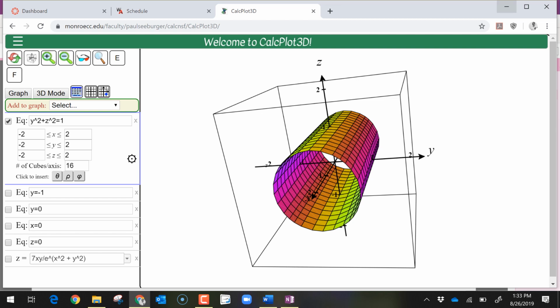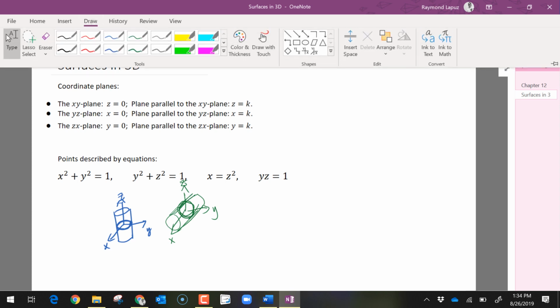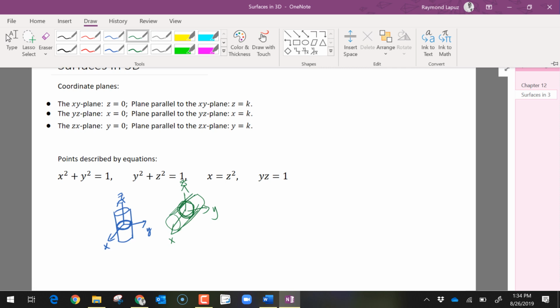So that's the general story when we're talking about things where a relationship between x, y, and z that we're expecting to be in R3 where one of the variables is missing. So if we take a look at x is equal to z squared, what do you think that's going to look like? Half pipe?